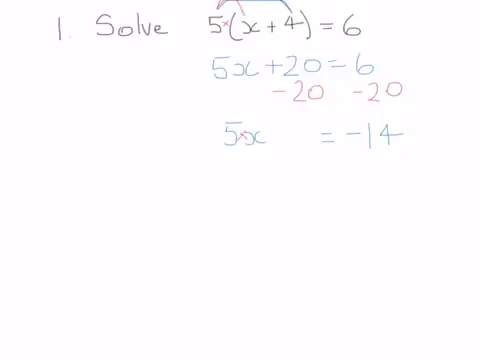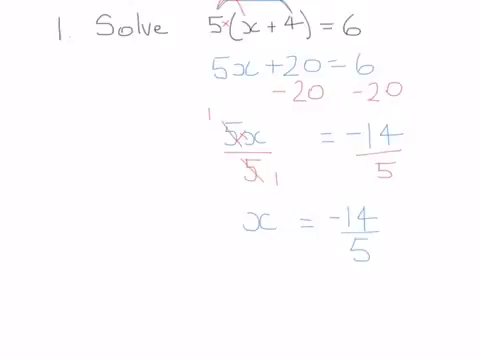Because we want x by itself, the opposite of timesing by 5 is dividing by 5, but whatever you do to one side, you do to the other. 5 into 5 goes once, 5 into 5 goes once, so on the left hand side you're just left with 1x, or x, and minus 14 over 5.